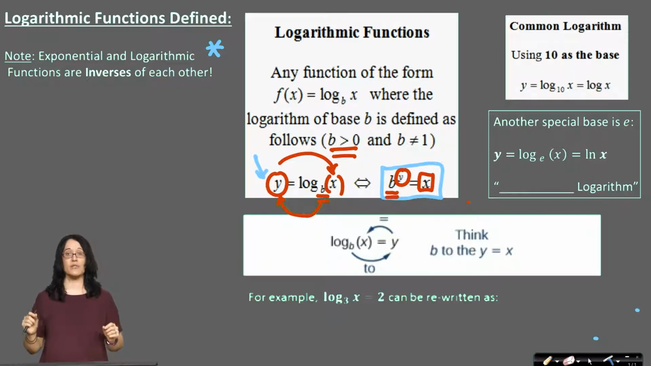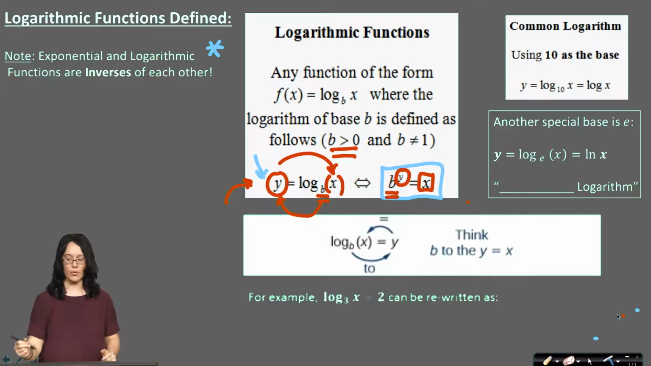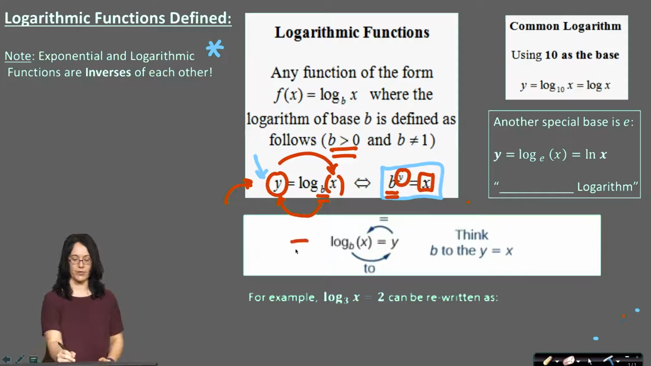Okay, if that was the restriction on the base of the exponential, that's also the restriction on the base of the logarithm. So the same thing applies here. The base of my logarithm can be any number as long as it's not negative and it's not equal to 1. With that in mind, how do I go back and forth? Here we go one more time. Your base to your power equals your argument.